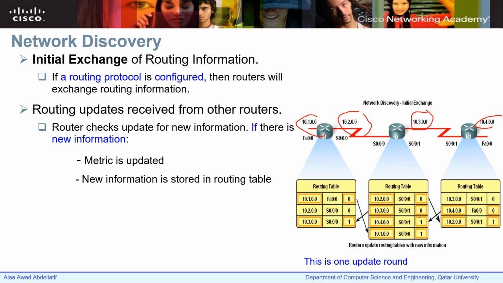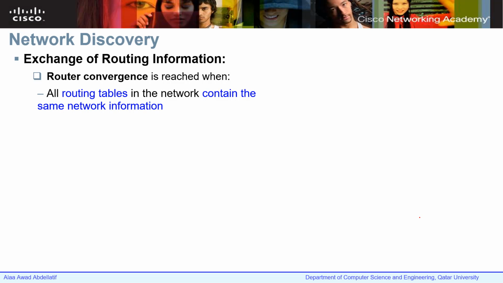But in some cases this information already exists in my routing table and I will update only the metric. Is it smaller than my metric, so this path is better, or is it larger, so no need to add this route? But if this information is new from the beginning, I will add it for sure. So information can be new, or only the metric can be new. This is the first iteration.